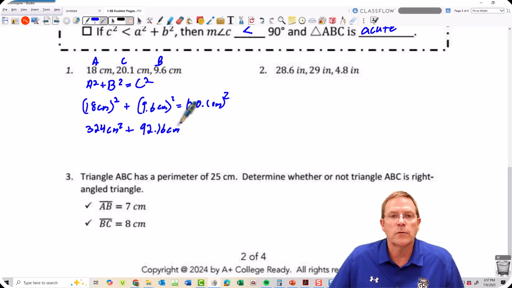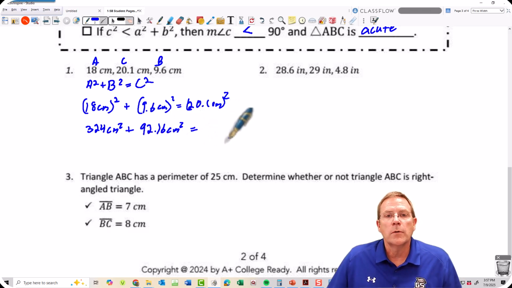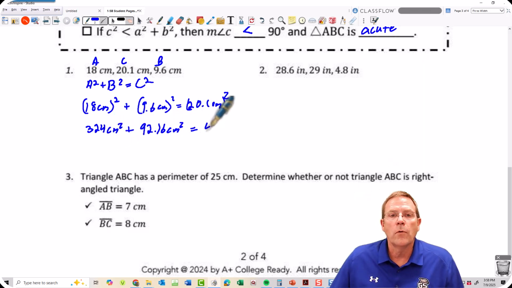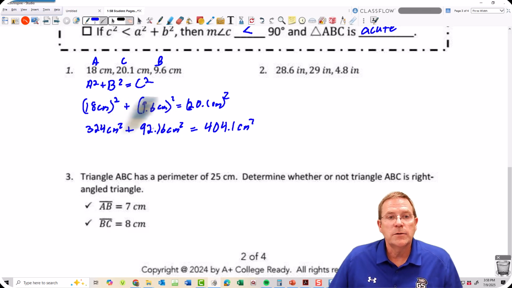92.16 centimeters squared is going to equal, and then I'm going to have 20.1 plus 20, not plus, dang it. Let's try that again. We'll do 20.1 times 20.1 is going to equal 404.1 centimeters squared. Now, if I add these 2 together, they should equal what's over here.